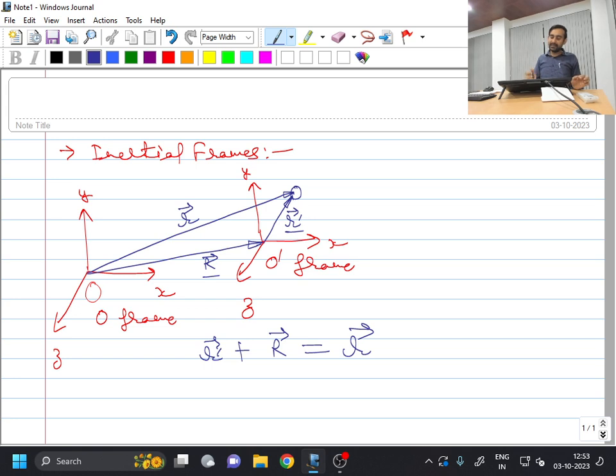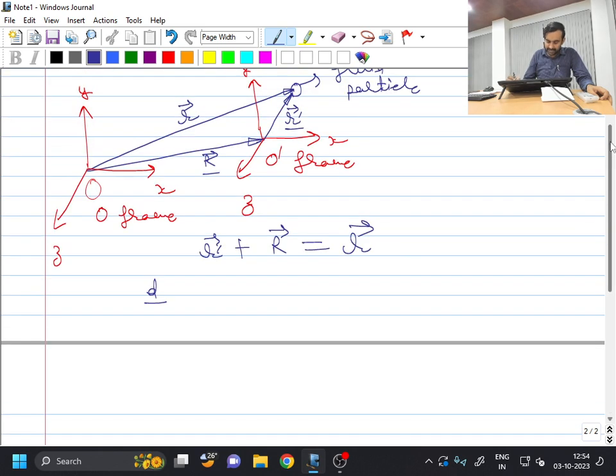So you have to understand that this is my fluid particle under consideration. The r vector is the position vector corresponding to frame O, r dash vector is the position vector corresponding to frame O dash, and capital R vector is the position vector of the moving frame of reference. Now if I take the time derivative, I can write d by dt of r vector equals d by dt of r dash vector plus d by dt of capital R vector.